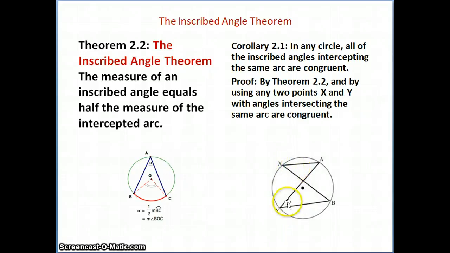In fact, similarly, if we consider angle X and angle Y, they are also congruent because they are both inscribed angles, and the intercepted arc of this angle AXB is arc AB. So X is half of AB, and similarly Y is half of AB. So X and Y should be equal. And so this inscribed angle theorem and the corollary are both very useful.